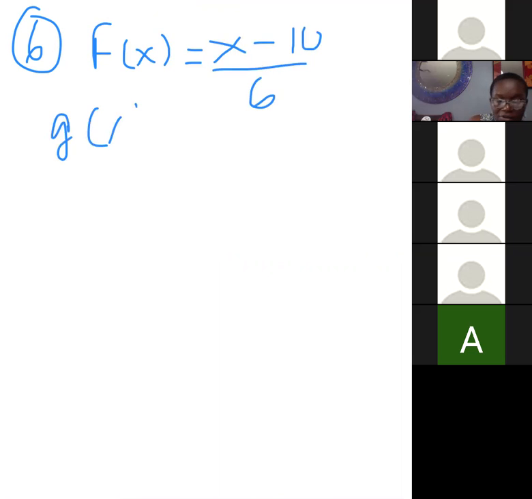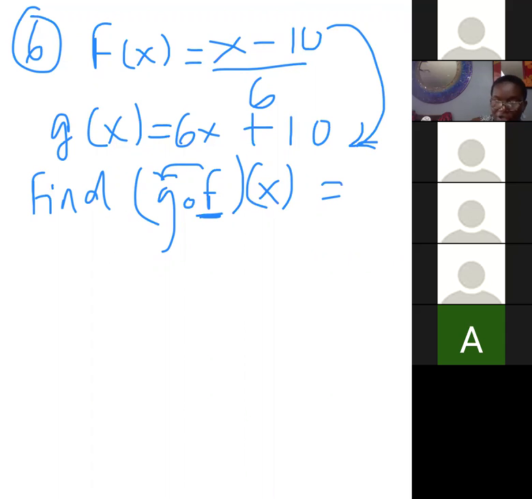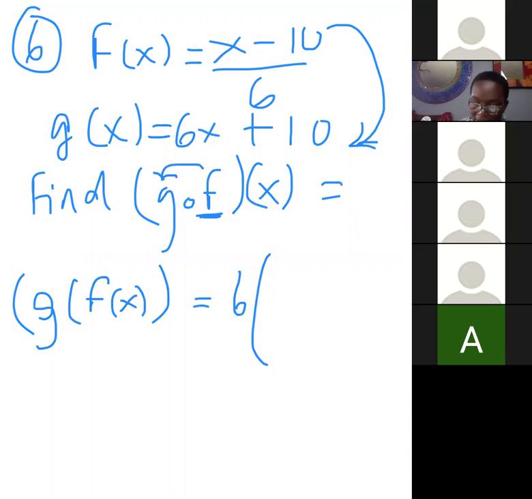g of x is equal to 6x plus 10. Now we've got to find g of f of x. g of f of x says take the f function and plug it into the g function. So we're going to take this and plug it in here for x. So g of f of x will equal 6 times (x minus 10) over 6. That's the substitution. And then plus 10.